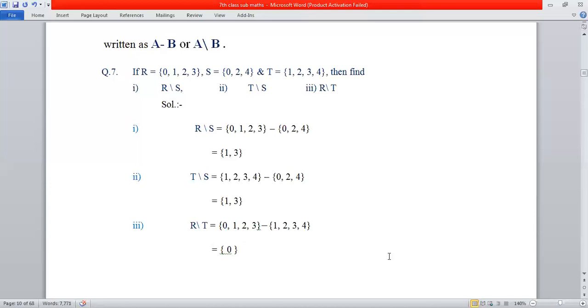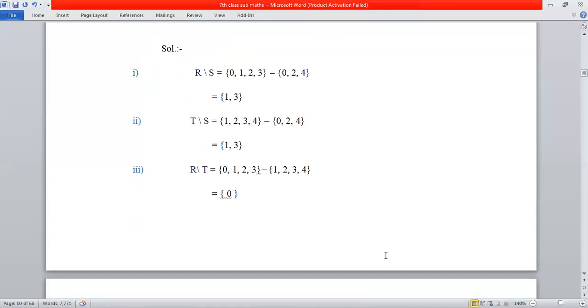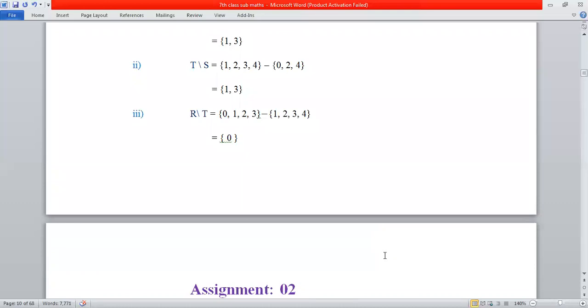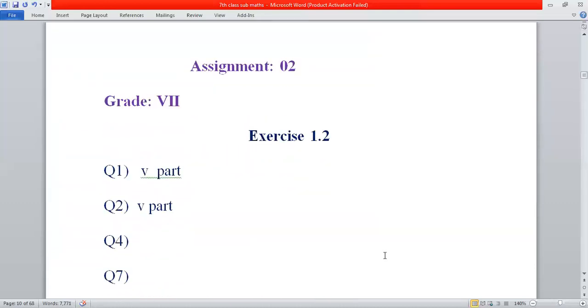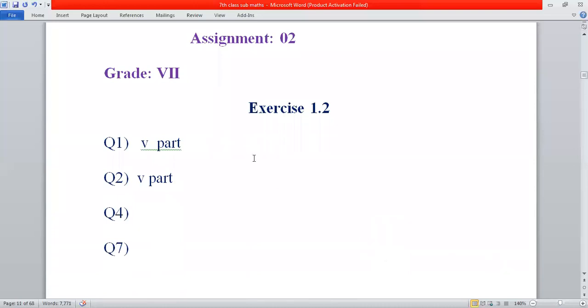This is the last question of this exercise. I hope you understand all these questions, so try to do this assignment. This is assignment number 2. In question number 1, three parts are included: 1, 4th and 5th. Two parts I already discussed in this lecture, and the 5th part you try by yourself. Similarly, in question number 2, the 1st and 4th parts I already solved, and the 5th part you try to do by yourself. Questions number 3 and 4 both have the same method. Question 3 I already solved, you do it by yourself.